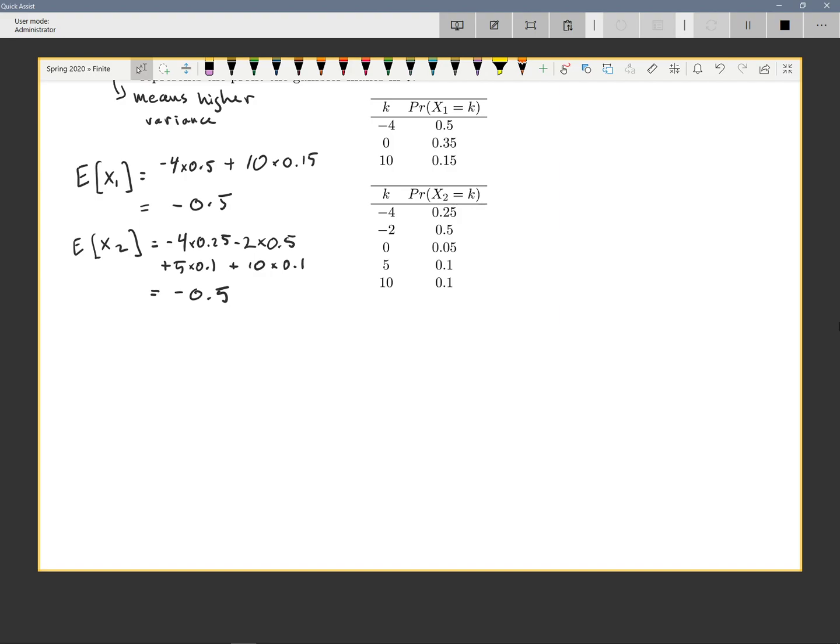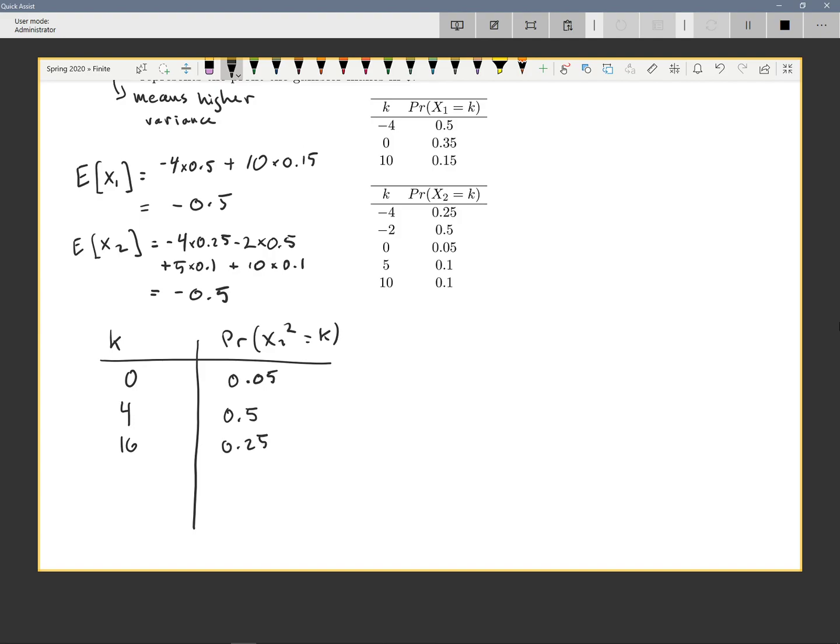So the first step is to compute the probability distribution for x2 squared. We have negatives, which will be made positive, but we don't have any values that end up overlapping, just coincidentally. So the smallest value is 0, and that'll be 0.05 again. And then 4 from squaring 2, with probability 0.5. And then the next will be 16 with probability 0.25, and then 25 with probability 0.1, and then 100 with probability 0.1.